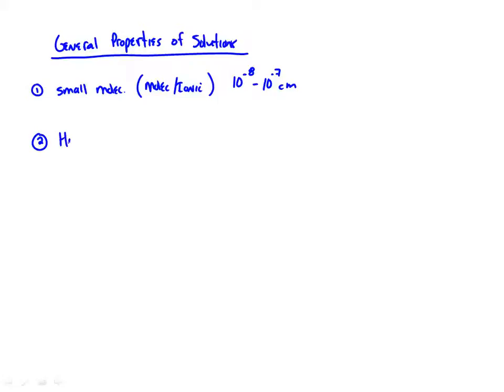They're homogeneous. We've kind of said that, but we'll kind of mention it. It means basically that they're uniform and they do not settle.